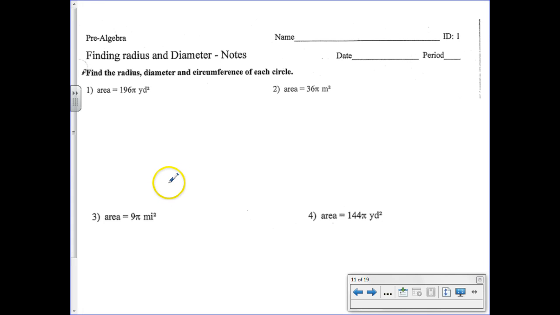All right, let's start by taking a look at this next page in your packet, and we're still dealing with area and circumference of circles, so I hope that you have your formula sheet handy. In fact, a lot of times what I like to do is put the formulas right on top of my sheet if they're not provided. So area is pi times the radius squared, or I like to write it as pi times r times r. And circumference is the one where we just take pi times diameter.